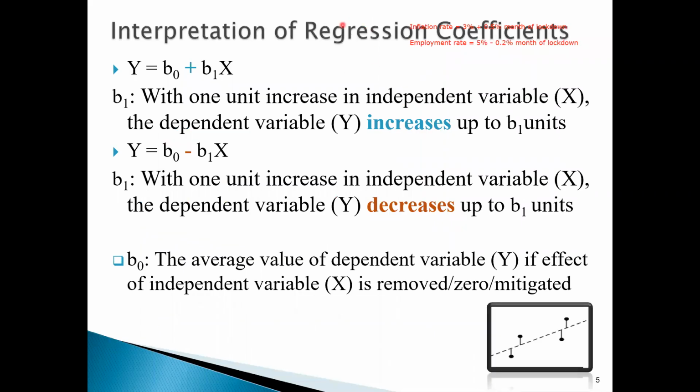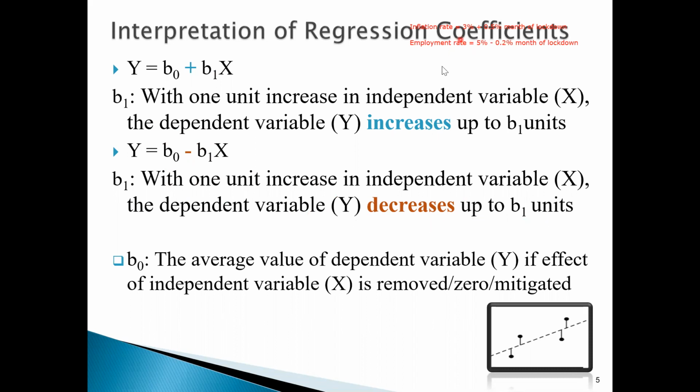B naught and B1, as discussed before, are the regression coefficients. Our major concern usually starts with the B1. The interpretation of B1 is: with 1 unit increase in the independent variable, the dependent variable increases by B1 units. Why increase? Because the regression equation contains the plus sign in it. And when there is a negative sign in the B1, we will say with 1 unit increase in the independent variable, the dependent variable decreases by B1 units.